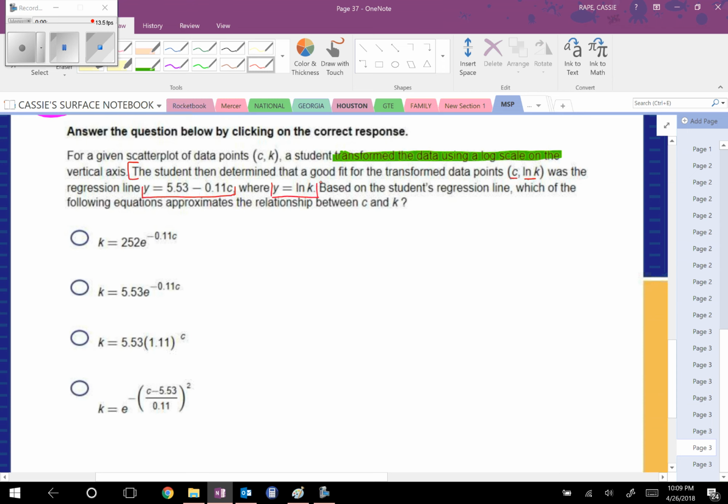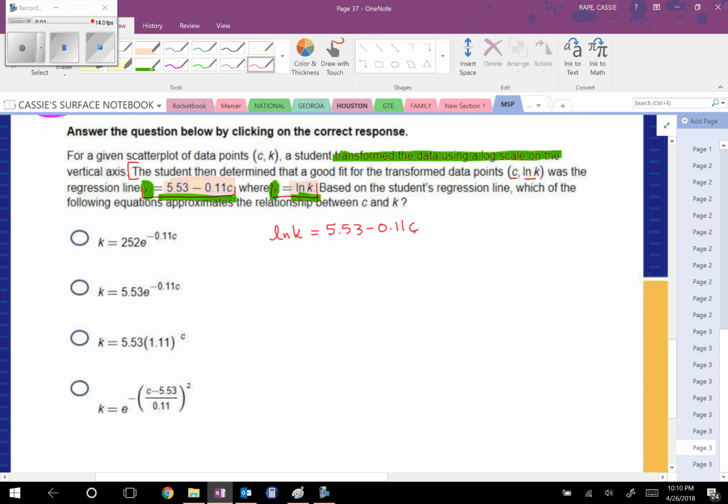Now, here's why this is important. There are no y's in your solution set, okay? So what it's basically saying is, if you know that y is equal to all of that and y is equal to all of that, then 5.53 minus 0.11 C is equal to the natural log of K. And that's the equation we're going to work with. So natural log of K is equal to 5.53 minus 0.11 C.